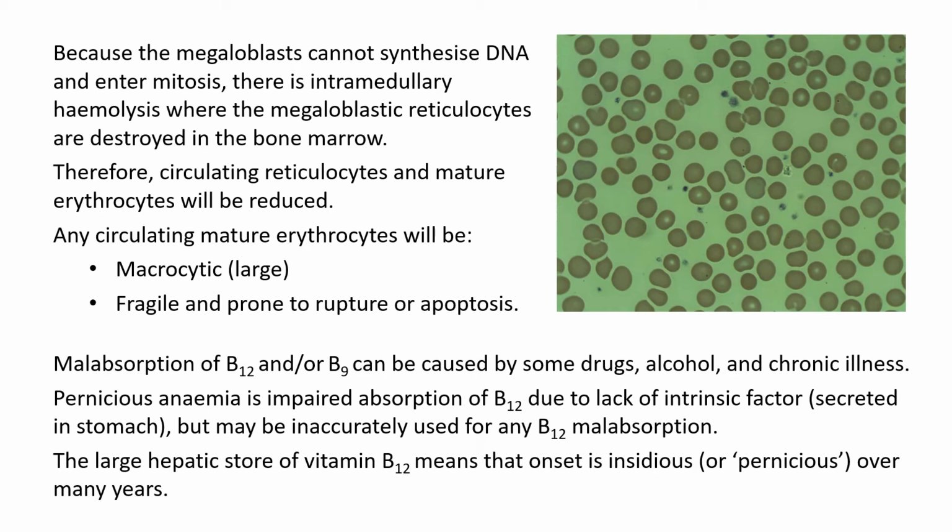And again, we've got this issue of large stores. In this case, we're talking about large stores within the liver of B12. Remember, one of the functions of the liver is storage of lots of different vitamins. B12 is one of them. Because we have a large store there, it means that the onset again is very slow. It is insidious, and this can be over many years. And this is really where that word pernicious comes from. Pernicious means a slow, gradual onset.